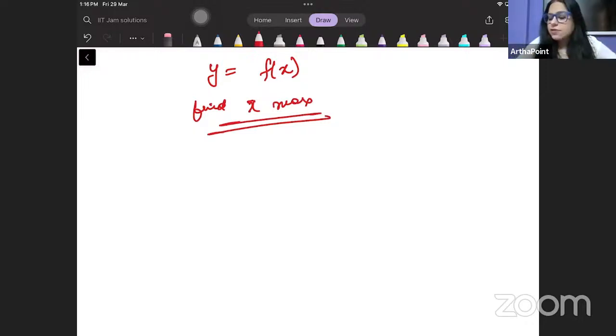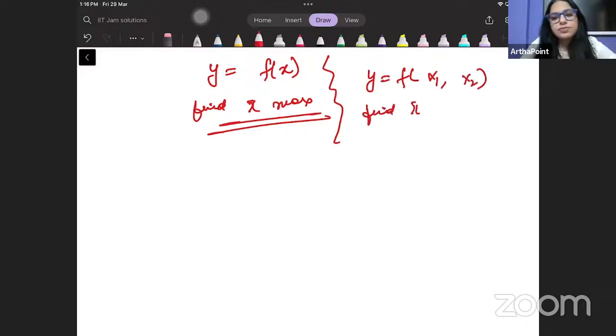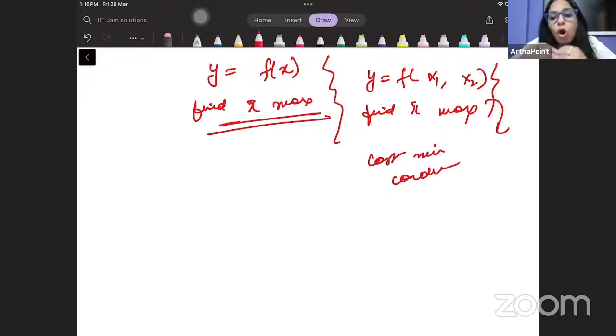And what happens when I give you that output is a function of two inputs and I ask you to find the profit maximizing condition? What happens if I instead ask you to find the cost minimizing condition? All these kinds of questions we will be covering in class.